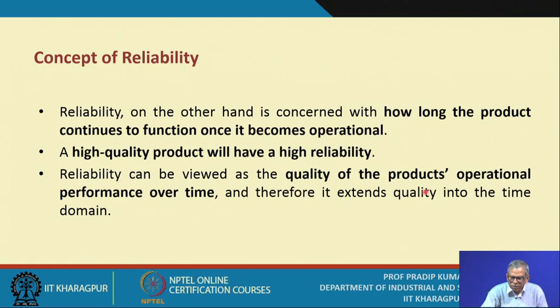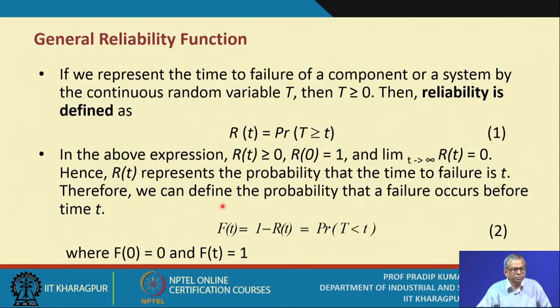Reliability can be viewed as the quality of the product's operational performance over time, so basically there is a time dimension, and therefore it extends quality into the time domain. Now, once the concept of reliability is known, let us talk about the general reliability function. So how do you mathematically represent reliability? We'll proceed slowly, but we'll try to highlight all the important issues, all the important functions, or the important concepts related to modeling of reliability.